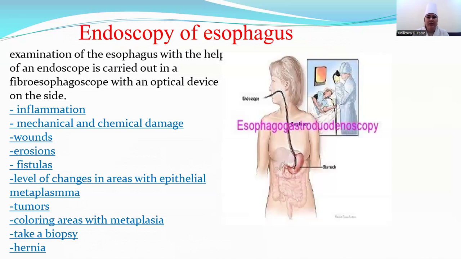Next examination method is endoscopy. Examination of the esophagus with the help of endoscopy is carried out with a fibroscope with the optical device on the side. We can identify inflammation, mechanical and chemical damage, wounds, erosions, fistulas, level of changes in areas with epithelial metaplasia, tumors, color areas with metaplasia, take a biopsy, and hernia.